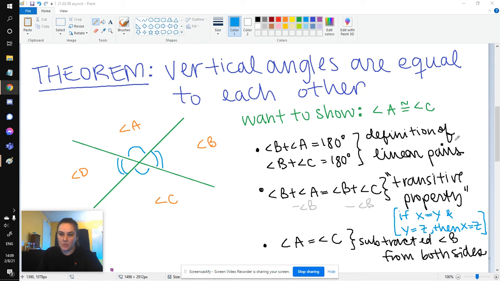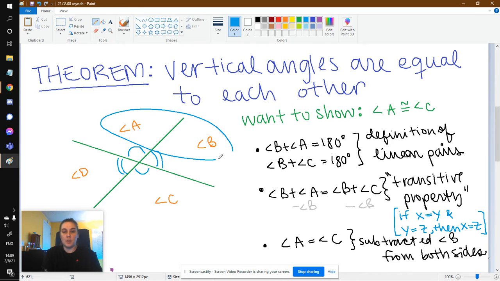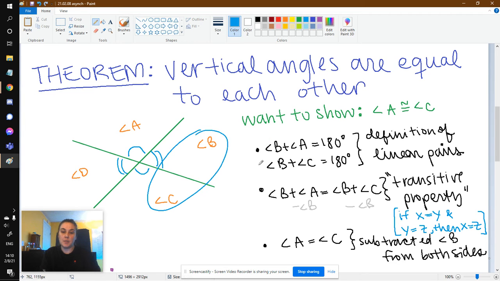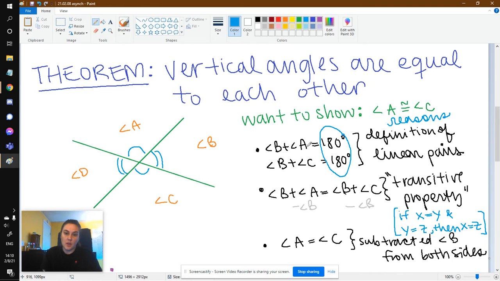we basically say that A plus B is 180 because they're linear pairs, and B plus C are also 180. They're also linear pairs, right? So if we wanted to give the reasons over here, we would say that's the definition of linear pairs. Then we say, if both of these are equal to 180, then it must be true that they're equal to each other. Instead of writing that English sentence every single time, mathematicians have given that thought process a name. It's called the transitive property.